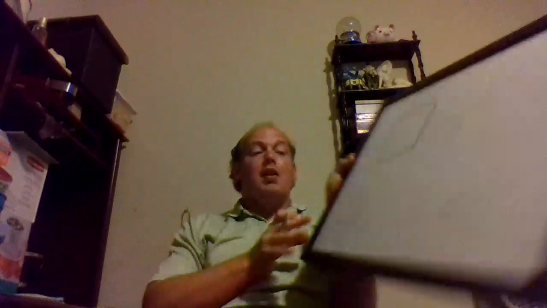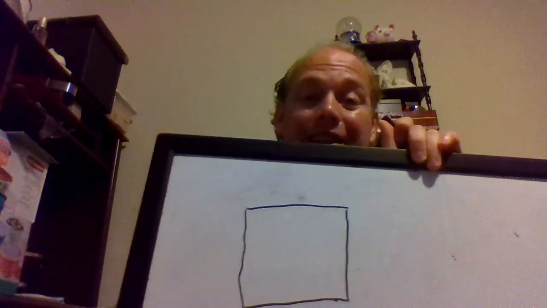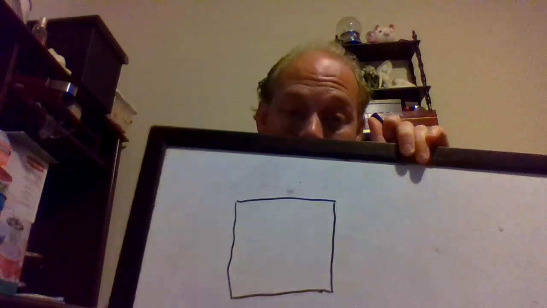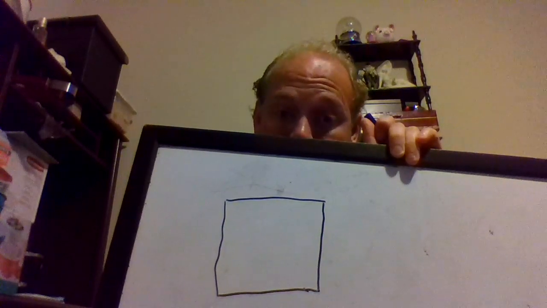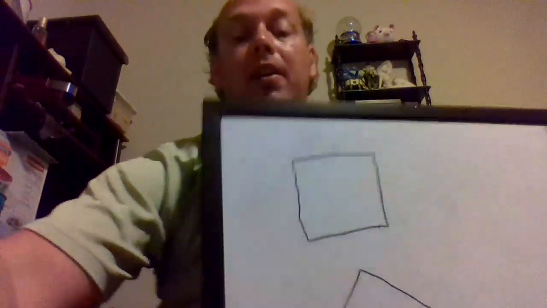So if I did a little bit better job of drawing it, you could see that this is a square. And there's not a lot we can do with the square. I guess we could draw it this way, but that's still a square. So, what makes a square a square?